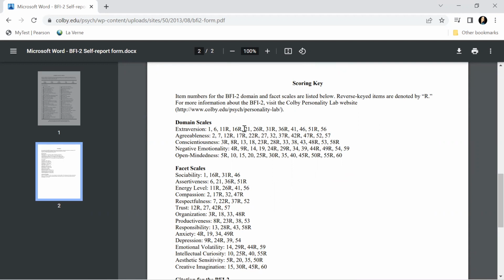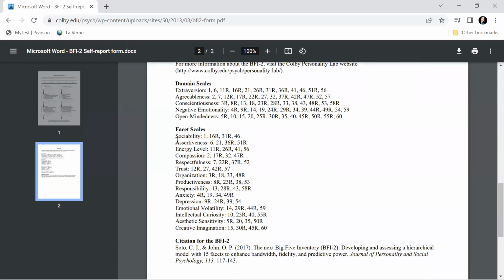So here are the domain scales: extroversion, agreeableness, conscientiousness, negative emotionality, open-mindedness. This is also called neuroticism. We'll talk about that at a different time. You'll also see that there are some subscales. Now, if you're not specifically doing this, you don't need to worry about it.